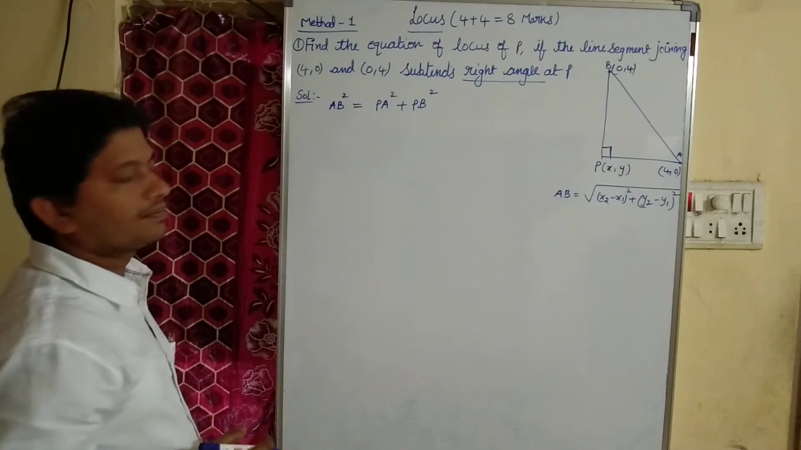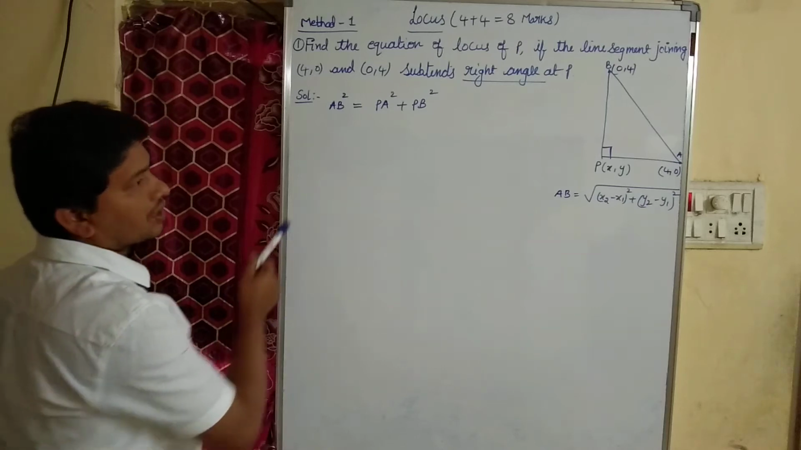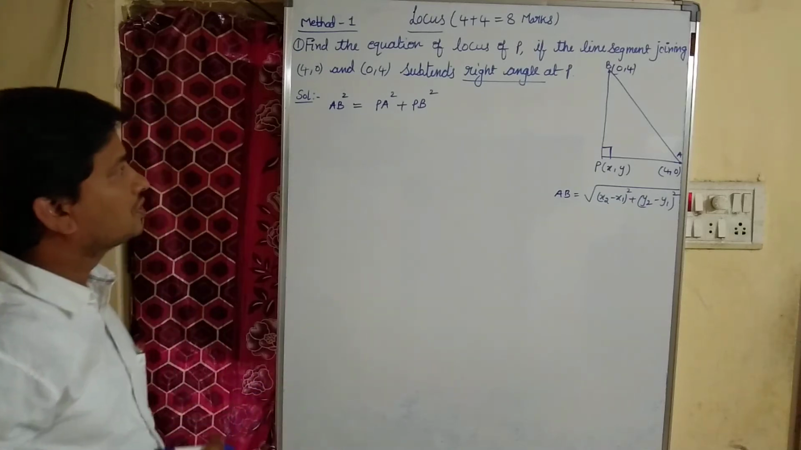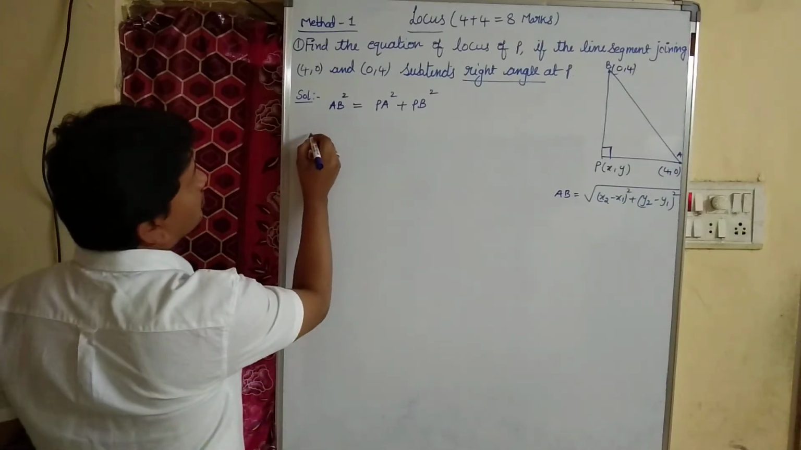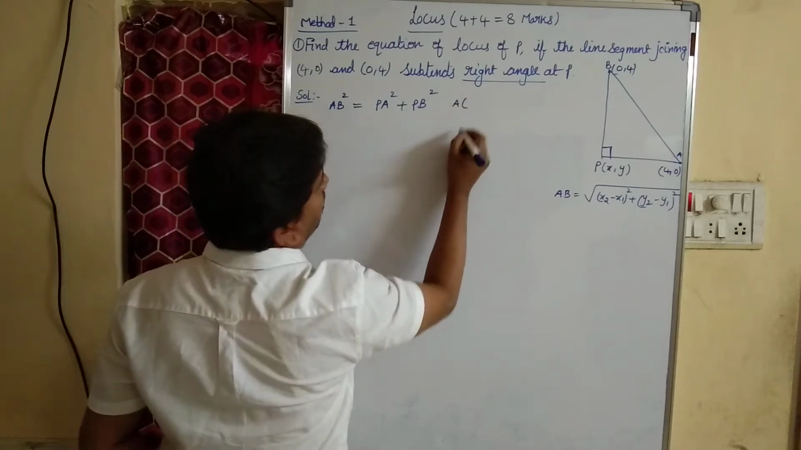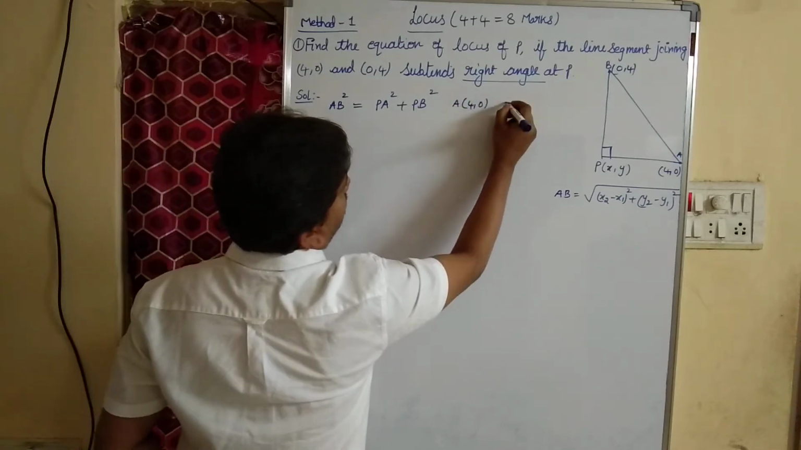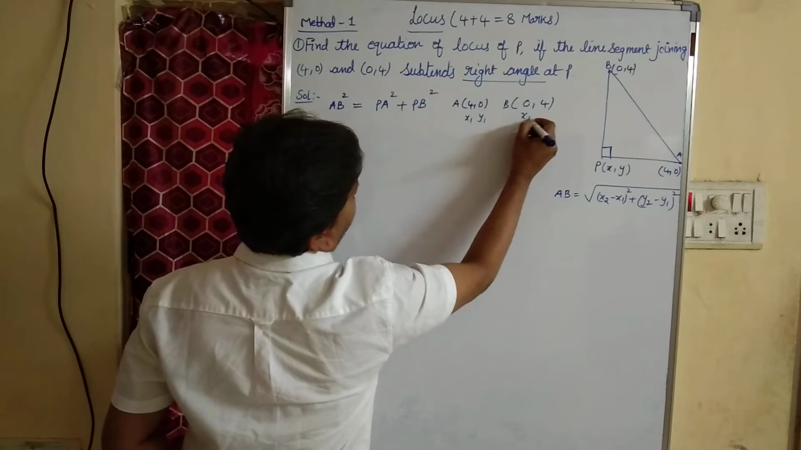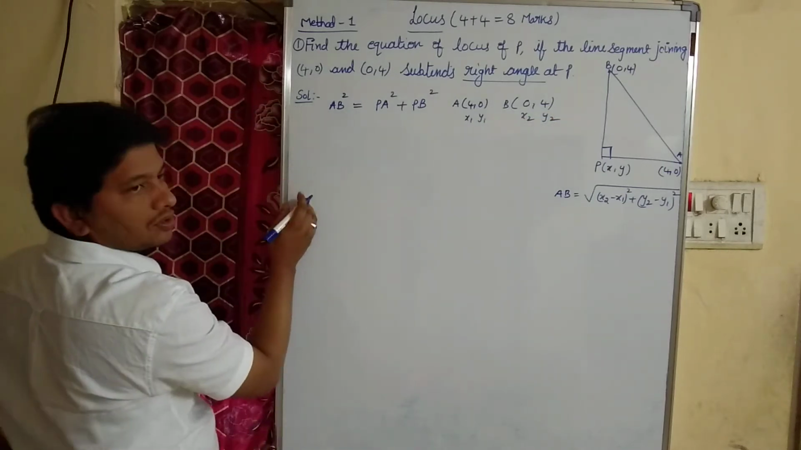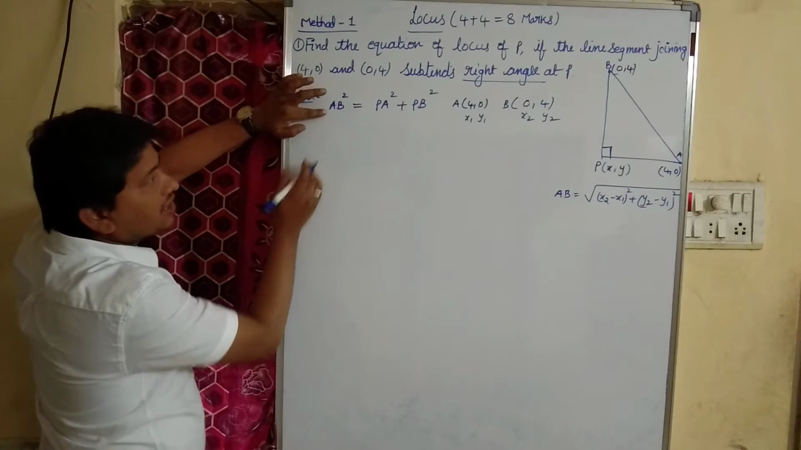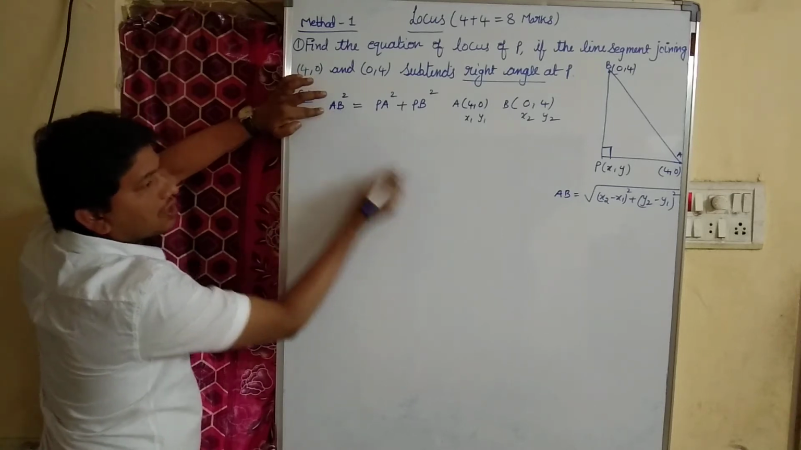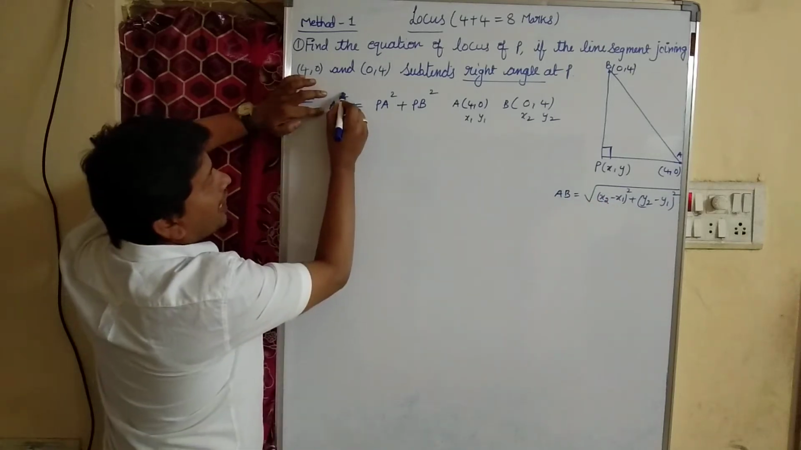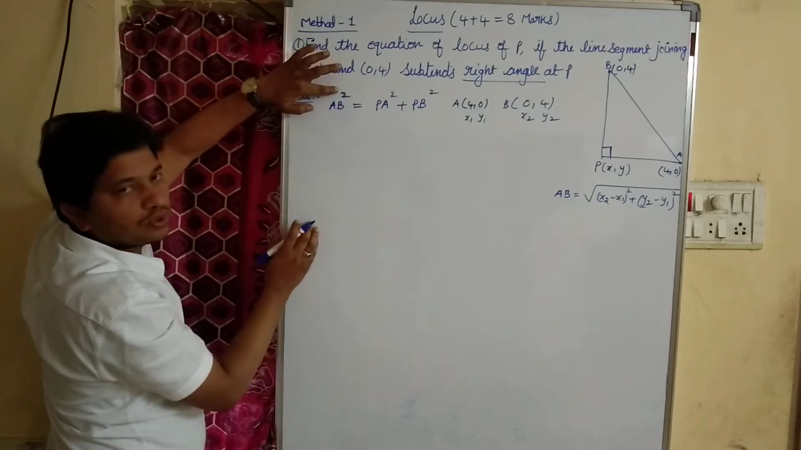Okay, so let us see. Here the distance between 2 points is A and B. First let us find between A and B. So AB is, here A, that is 4, 0 and B is 0, 4. x1, y1, x2, y2. As already, distance between 2 points A and B is root over x2 minus x1 whole square plus y2 minus y1 whole square. Right?